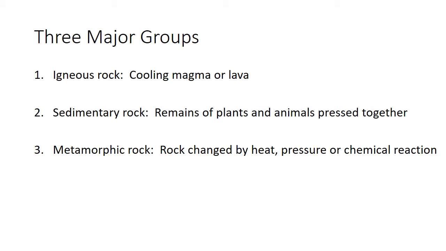The last is metamorphic rock. Metamorphic means change. So metamorphic rock is rock changed by heat, pressure, or chemical reaction. We will learn about each of these types of rock in turn, and we're going to start with igneous rock. So what is igneous rock and where does it come from?